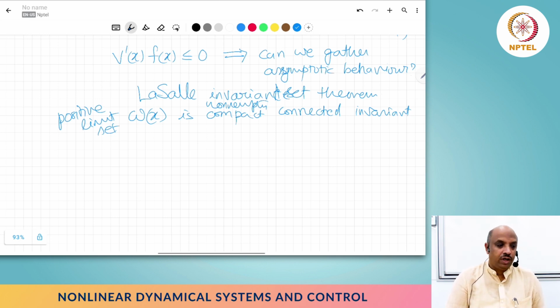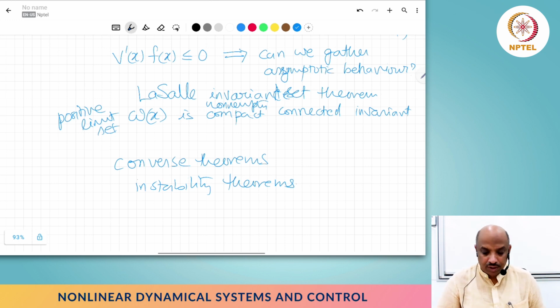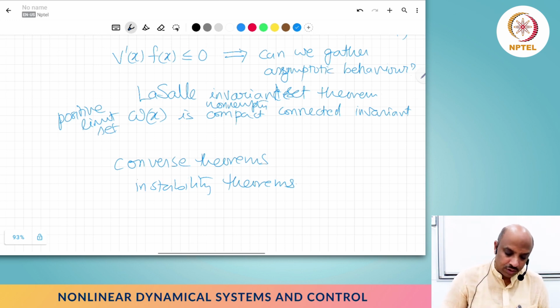Of course, knowing existence of some function and having some stability or boundedness is nice, but how do we prove instability, or can we guarantee existence of some functions and things like that? We saw converse theorems, and then of course we saw instability theorems, right? And these are not easy to remember, any of them, but they're quite complex.